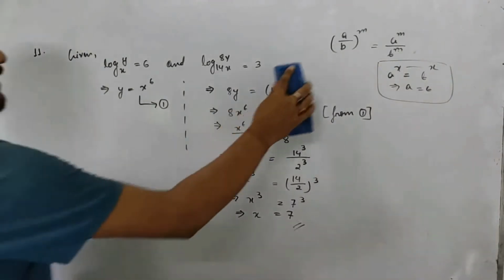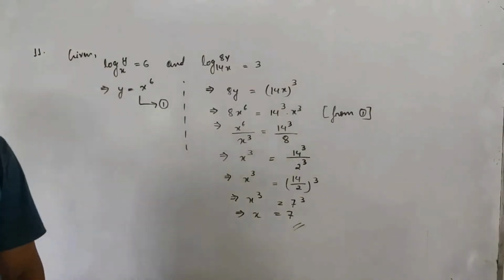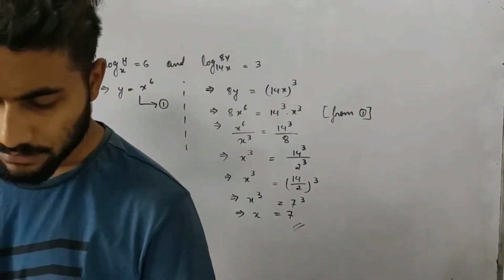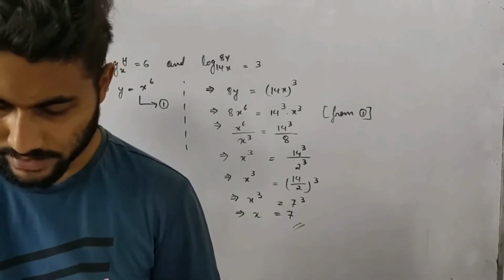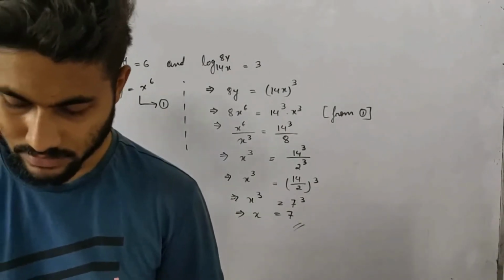So this is question number 11. Look at question number 11, part 2. Log b base a is equal to 6. Log 27b to the base 6a will be equal to 3.